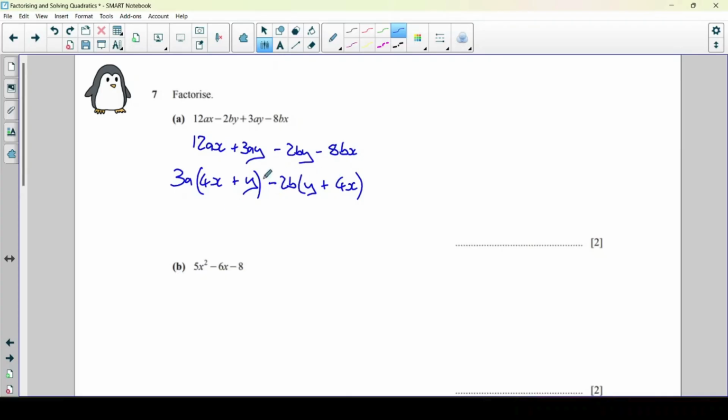Okay, so then you'll notice, look here, I get 4x plus y in this bracket, and in this one I get y plus 4x. That's just because I put those two the wrong way around. It doesn't matter. Those two things are exactly identical, so I can just rewrite it. The second bracket is 4x plus y, it's the same thing. So in my first bracket I get 3a minus 2b, and in the second bracket 4x plus y.